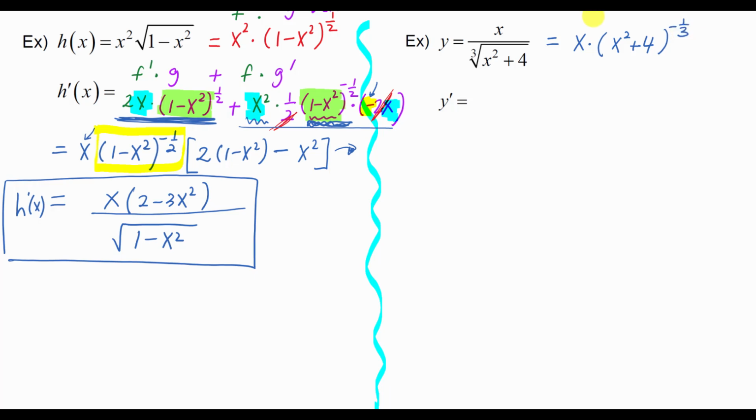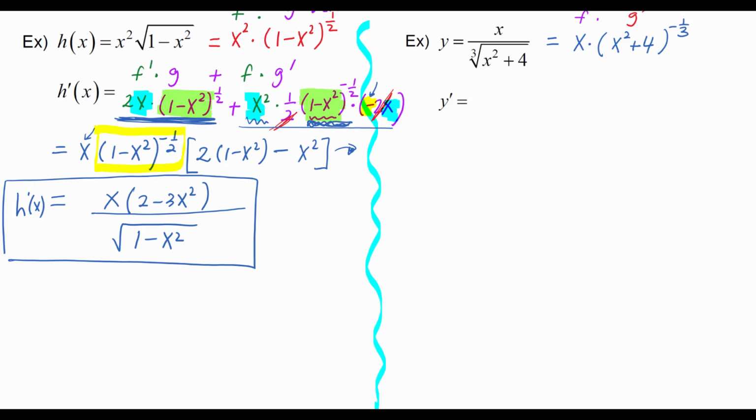You have function f times g, but g again is something to the power. It's not x to the, it is a function to the negative 1/3 power. So when you take the derivative of g, you have to use chain rule again.